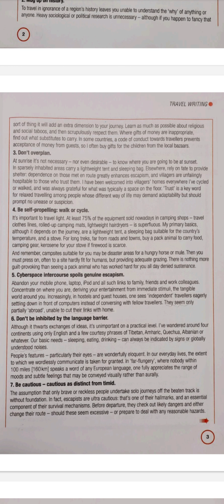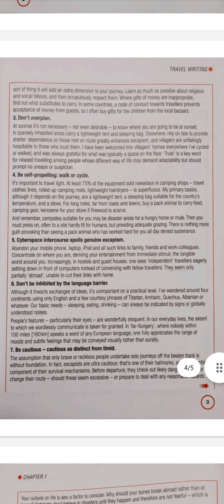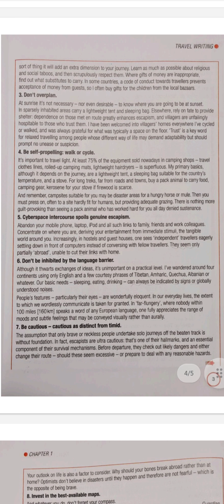Where gifts of money are inappropriate, find out what substitutes to carry. For example, there are certain countries, if you go and somebody helps you and you give them money, they would think, hey, what do you mean? Do you think I need money? Are you trying to offend me? Do you think I'm poor? So it's a taboo in that society, in that culture. So she said, where gifts of money are inappropriate, find out what substitutes to carry. In some countries, a code of conduct toward travelers prevents acceptance of money from guests, so I often buy gifts for the children from the local bazaars.